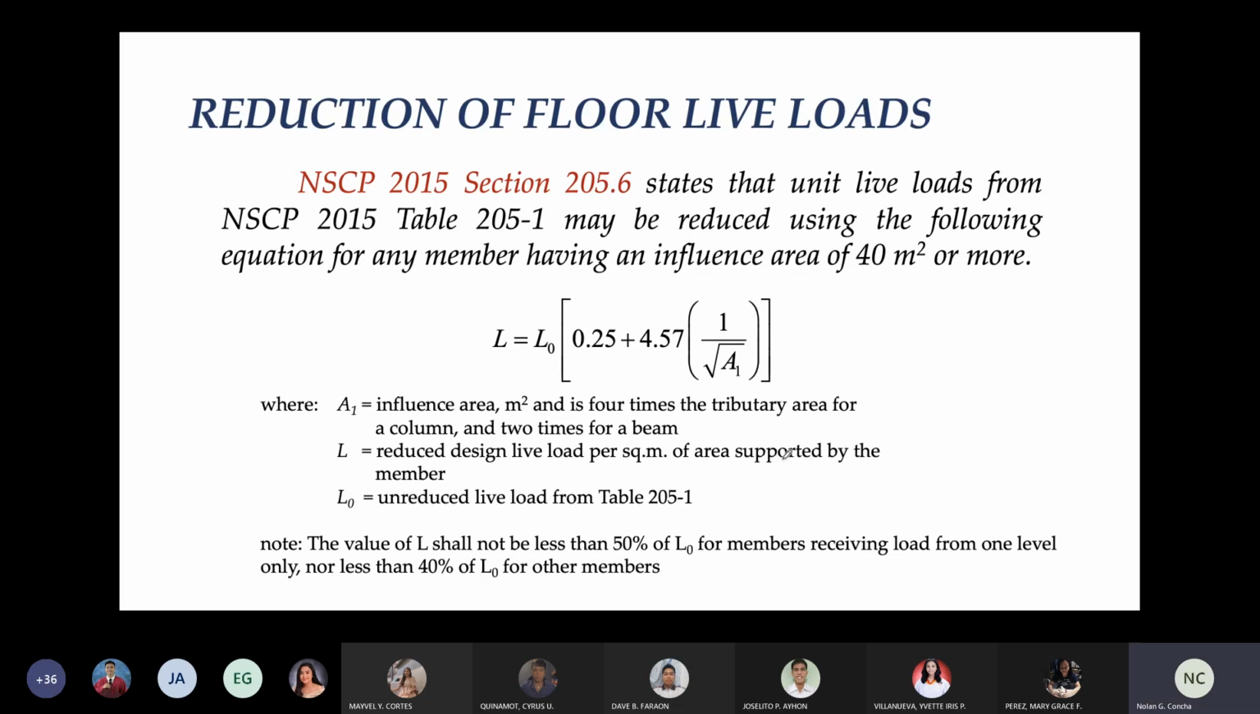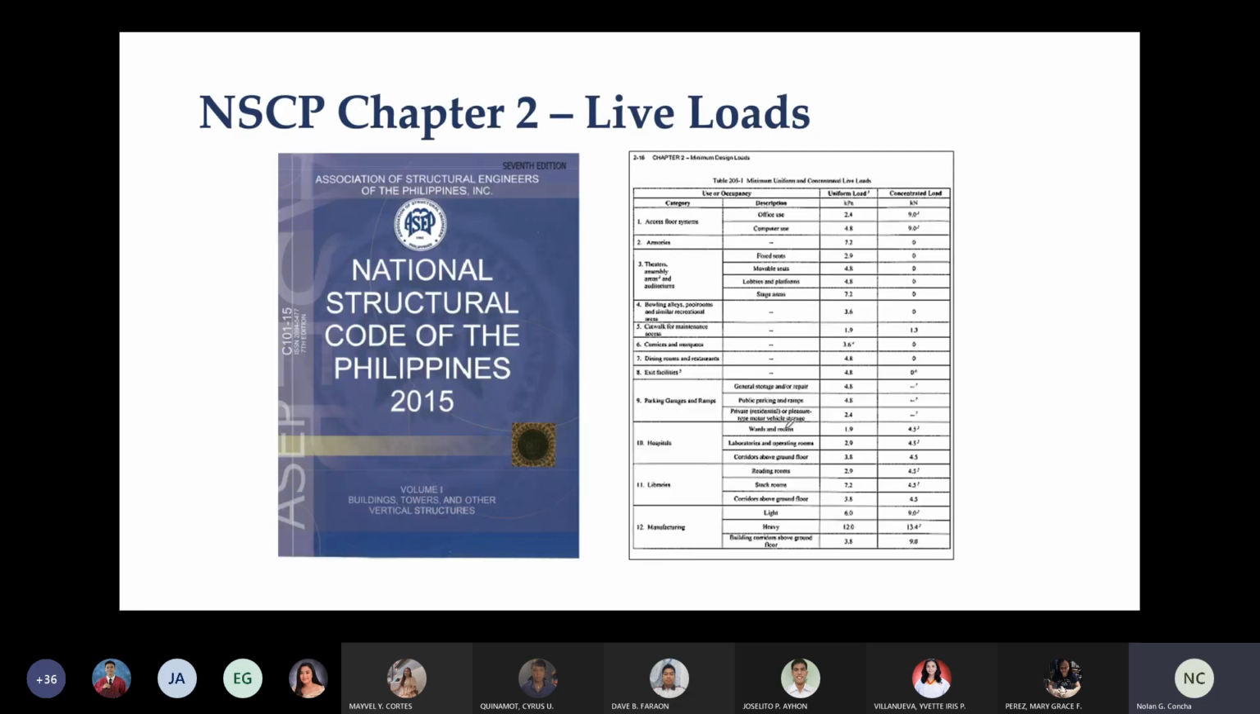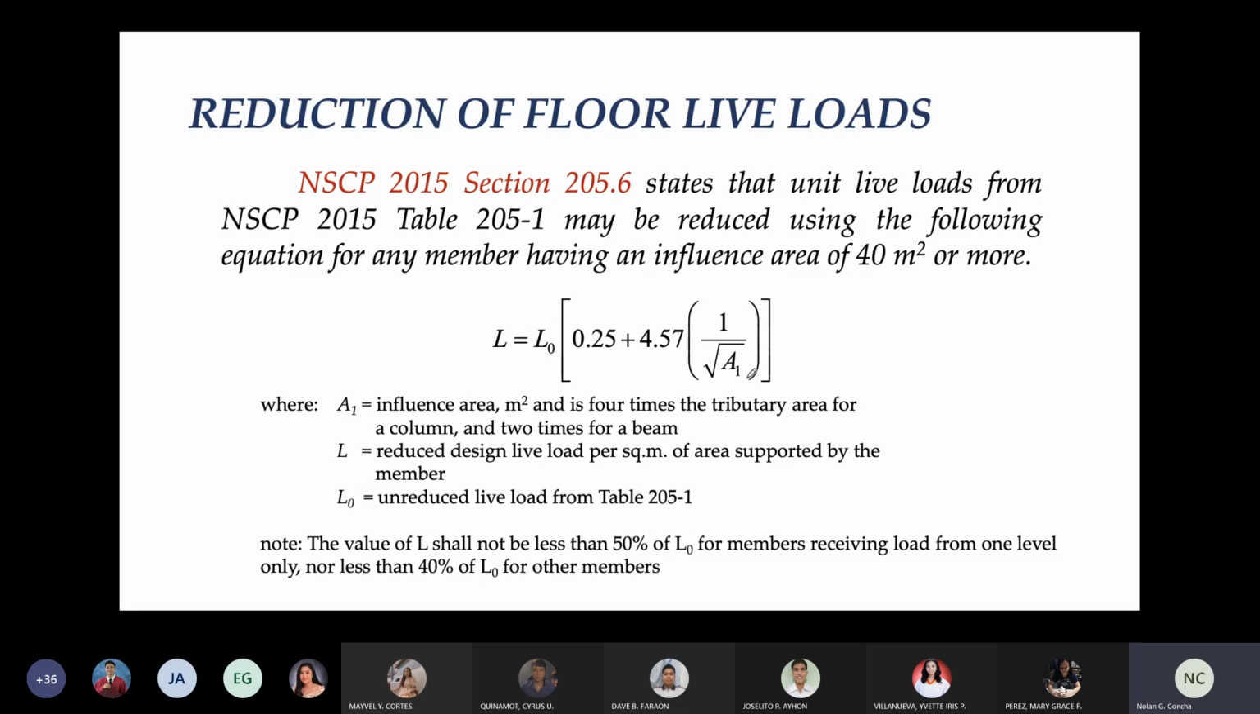Now in section 205.6 of the code, it states that the unit live load from NSCP table 205.1, these values here, may be reduced using the following equation for any member having an influence area of 40 square meters or more. So we can reduce it. By how much? Not less than 50%.